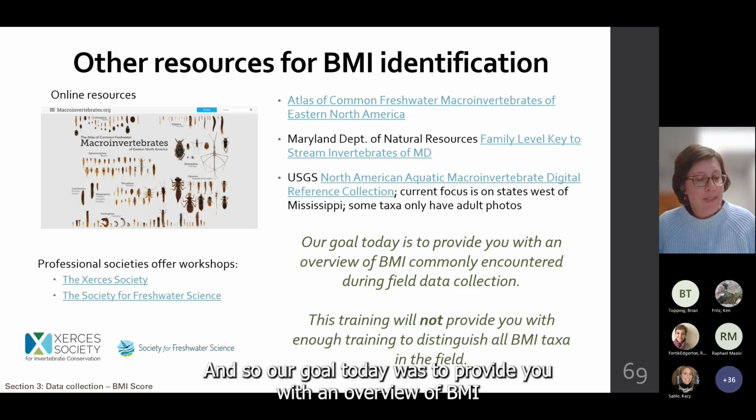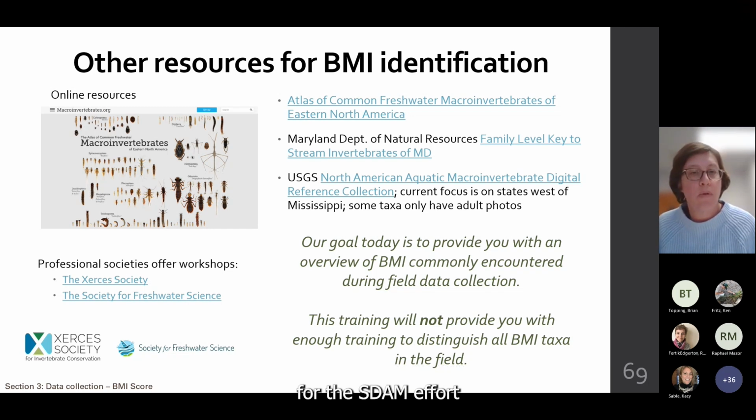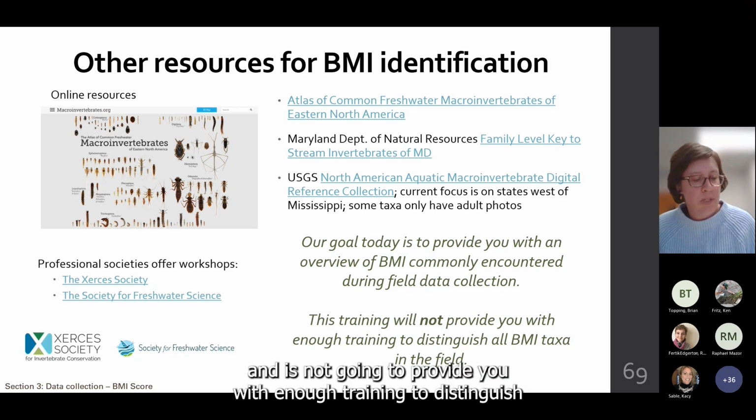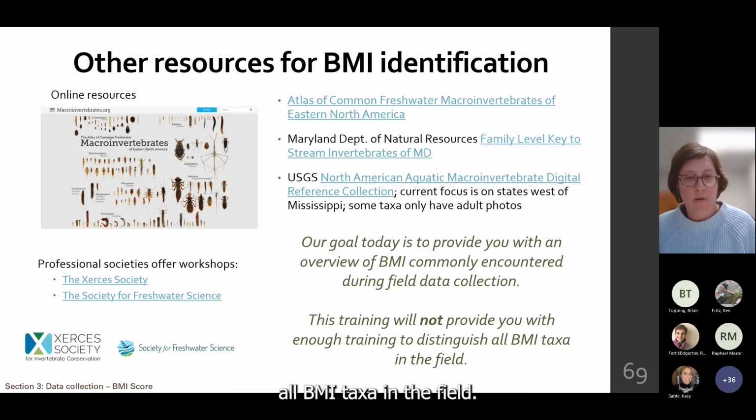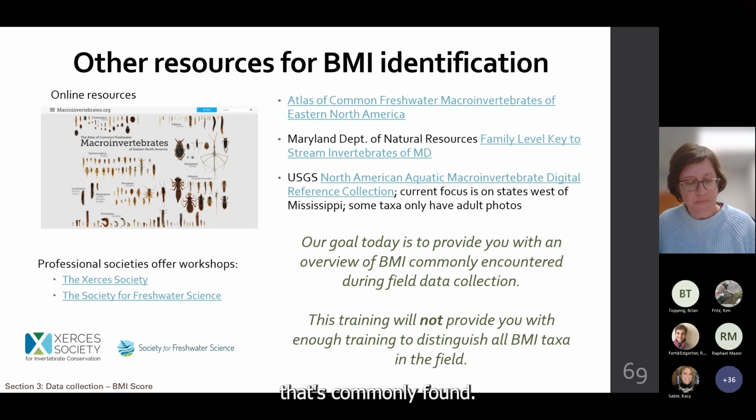So in the next few slides, we're going to do some real high-level ID. Our goal today was to provide you with an overview of BMI that were commonly encountered during field data collection for the SDAM sampling effort. It is not going to provide you with enough training to distinguish all BMI taxa in the field, but we figured we could start out with some of the stuff that's commonly found.